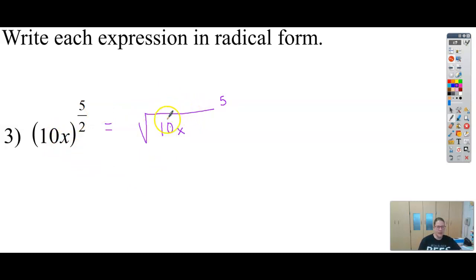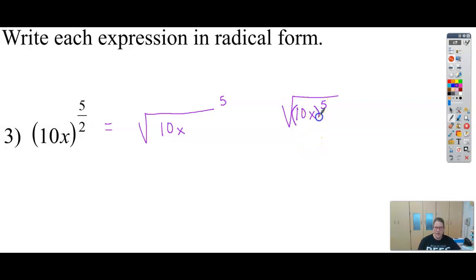So one thing to be careful of here is if I were to write the 5 underneath with x like this, I have to be really careful with that, because now this does not mean the same thing as this. In this one, 10 and x are being raised to the 5th power and are having the square root taken of them. In this one, the only thing being raised to the 5th power is x. So 10 is not being raised to the 5th power if I write it like this.